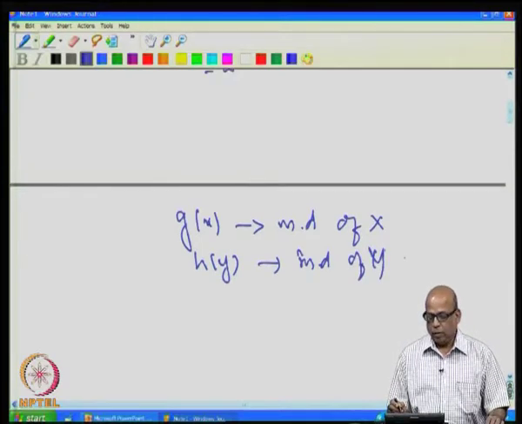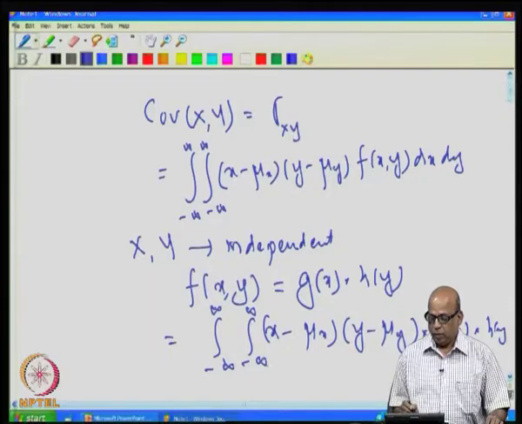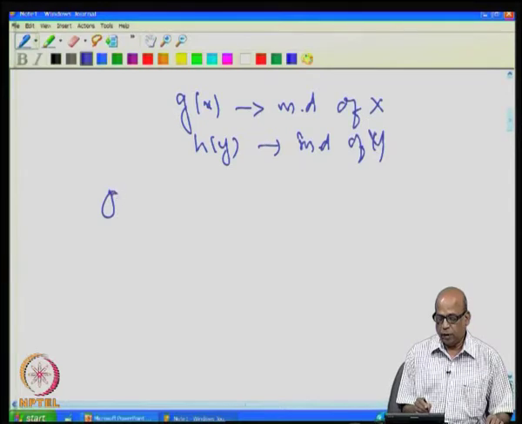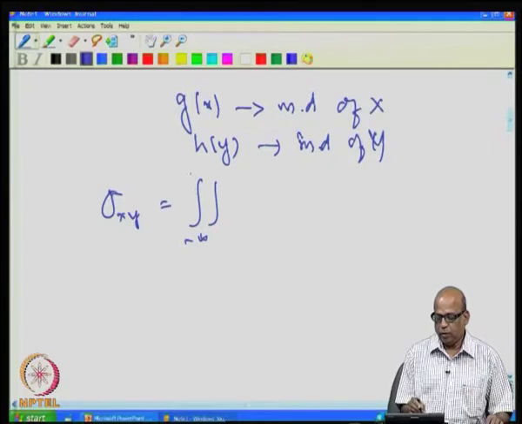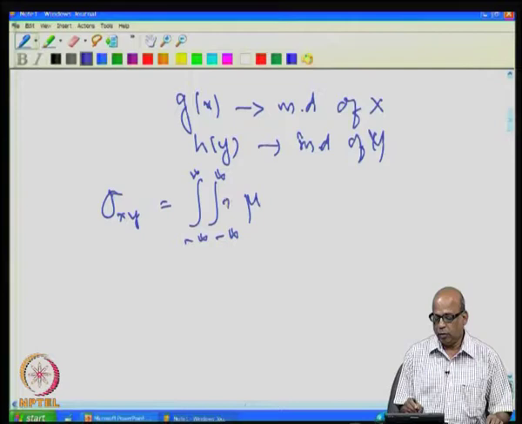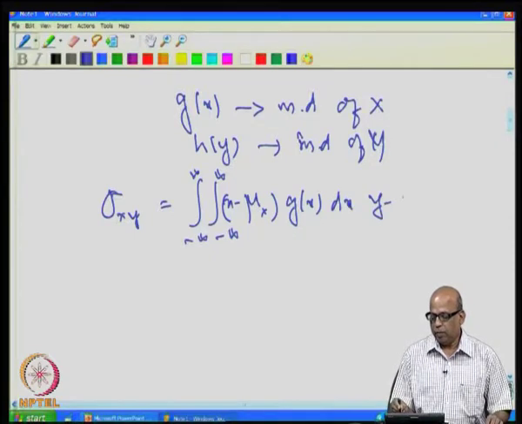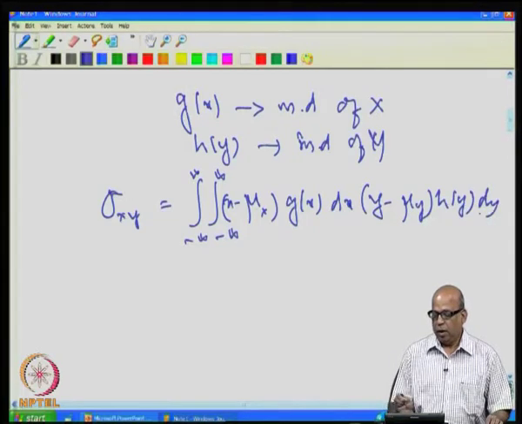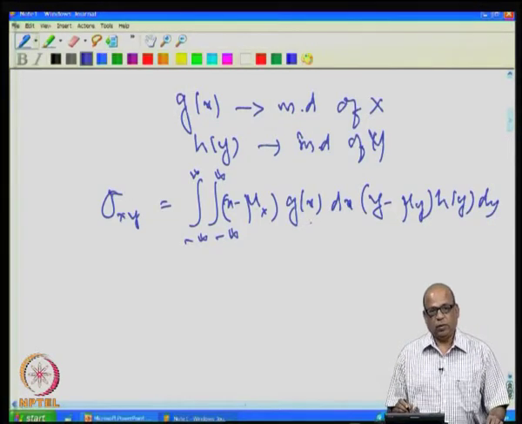So, from this we write this as sigma x y, that is covariance of x comma y, as the integral from minus infinity to plus infinity of x minus mu x into g of x dx, times y minus mu y, h of y dy. Recall that g of x is a function of x alone and h of y is a function of y alone.